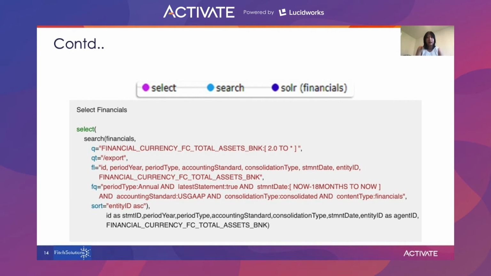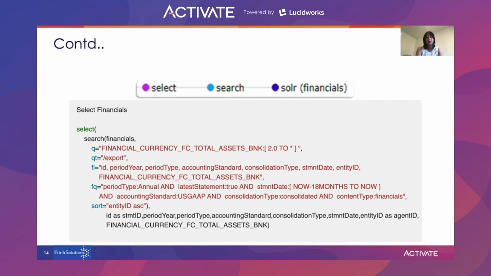In the second collection, we are filtering data out of the financial Solr collection using the search function. By applying the range filter on total asset bank greater than or equal to 2.0, and also specifying other filter criteria: period type equal to annual, latest statement equal to true, statement date equal to last 18 months, accounting standard equal to USGAAP, and cross consolidation type equal to consolidated.